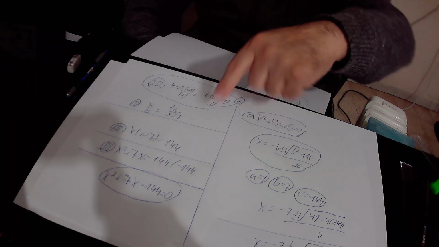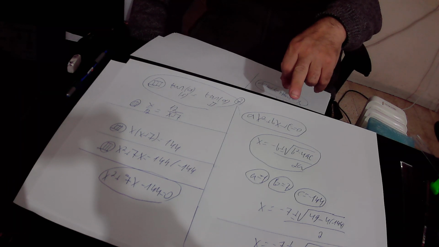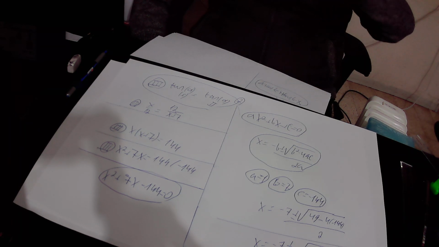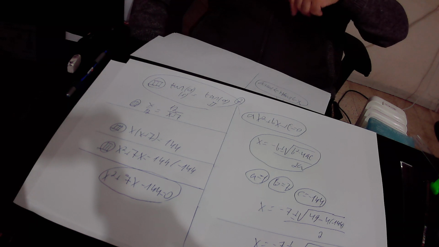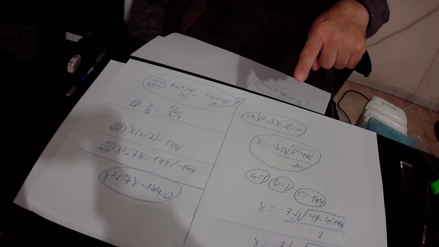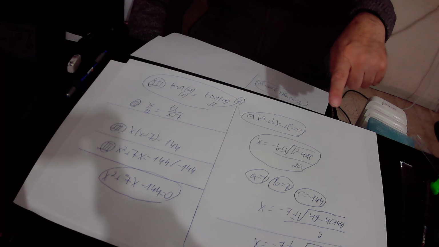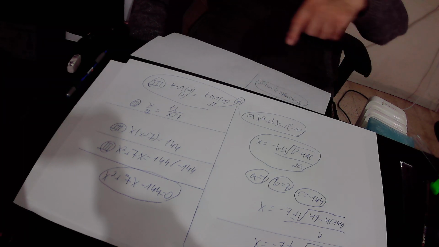So we have a quadratic equation, and the general formula for a quadratic equation is ax squared plus bx plus c equals 0. Here a, b, and c are the coefficients of the quadratic equation, and x is the variable that we are looking for. We will find the value of x according to the following formula: x equals minus b plus minus square root of b squared minus 4ac over 2a.